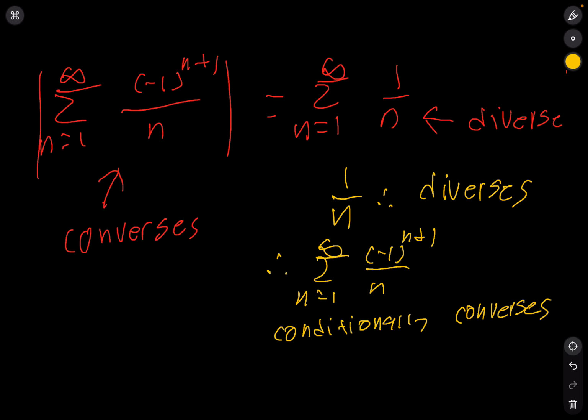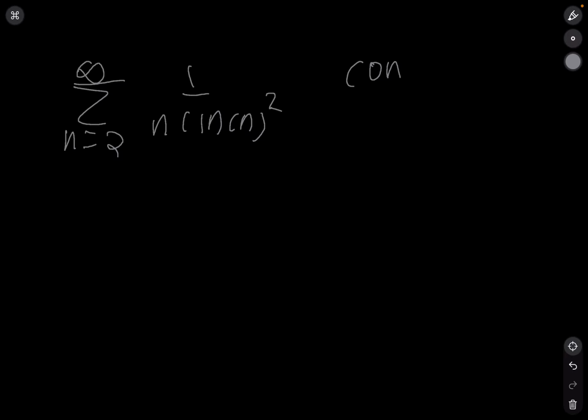And so I'm gonna leave you off with a practice problem. So let's say you had the series of n equals 2, then you have 1 over n times the natural log of n, squared. Would this series converge or diverge?